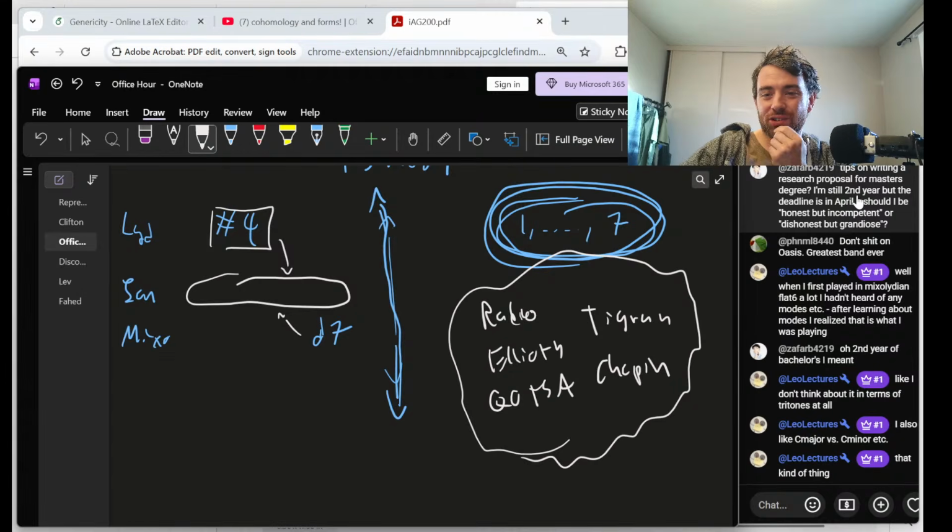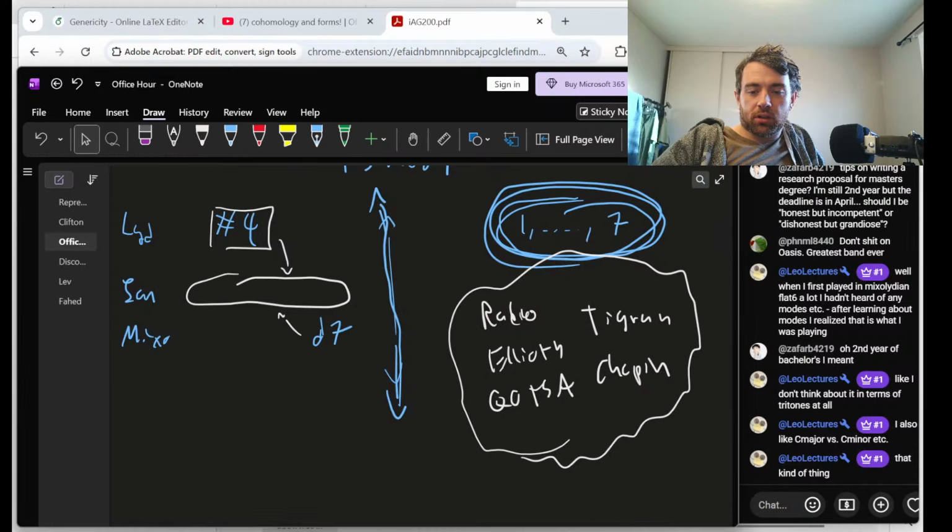Tips on writing a research proposal for a master's degree. You're still in second year, but the deadline is in April. Should you be honest but incompetent, or dishonest? Absolutely not dishonest, but grandiose. People will see through your bullshit, but don't tell them you're incompetent. Find a happy medium there or something.